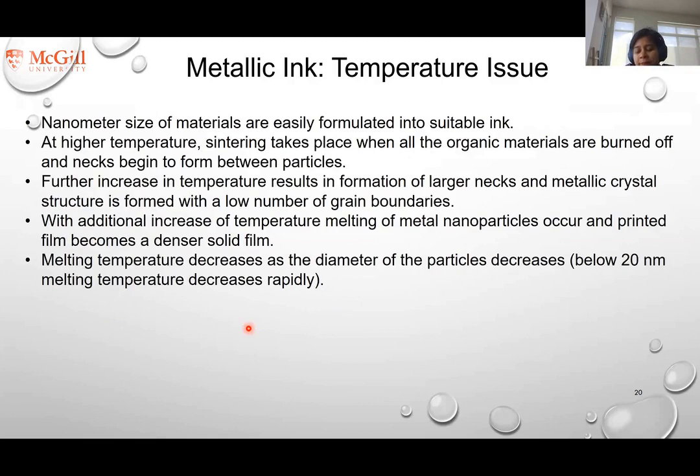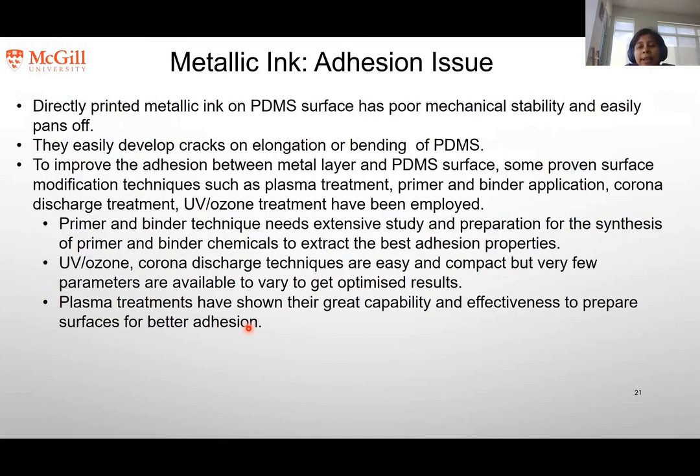So basically the temperature issue can be solved if we make the ink with nanoparticles that are smaller than 20 nanometers. So the temperature issue of baking the ink or sintering the ink can be solved by using lower size nanoparticles. Other than the high temperature sintering issue, there is another issue which is called the adhesion issue.